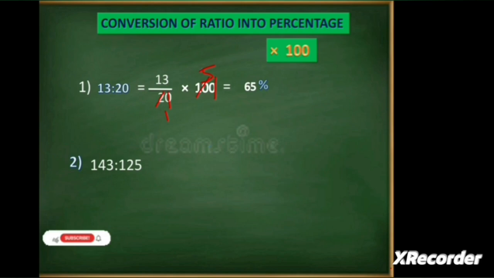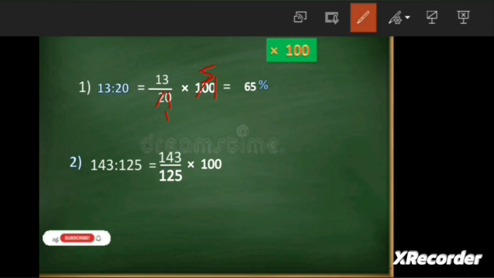143 is to 125. We'll write it in fractional form, that is 143 upon 125, and then we will multiply by 100. Here again we'll cancel the common factor. I'm dividing by 5. This will become 25 and this will become 20. Again it goes by 5. So 25 will become 5 and 20 will become 4.